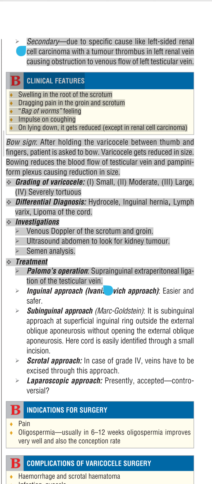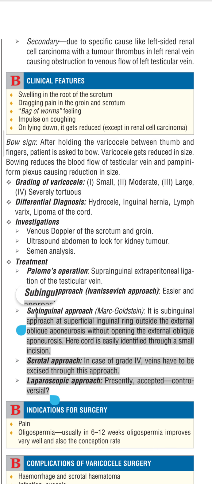Grading of varicocele: 1, small; 2, moderate; 3, large; 4, severely tortuous. Differential diagnosis: hydrocele, inguinal hernia, lymphorrhoea, lipoma of the cord. Investigations: venous Doppler of the scrotum and groin, ultrasound abdomen to look for kidney tumor, semen analysis. Treatment: Palomo's operation.